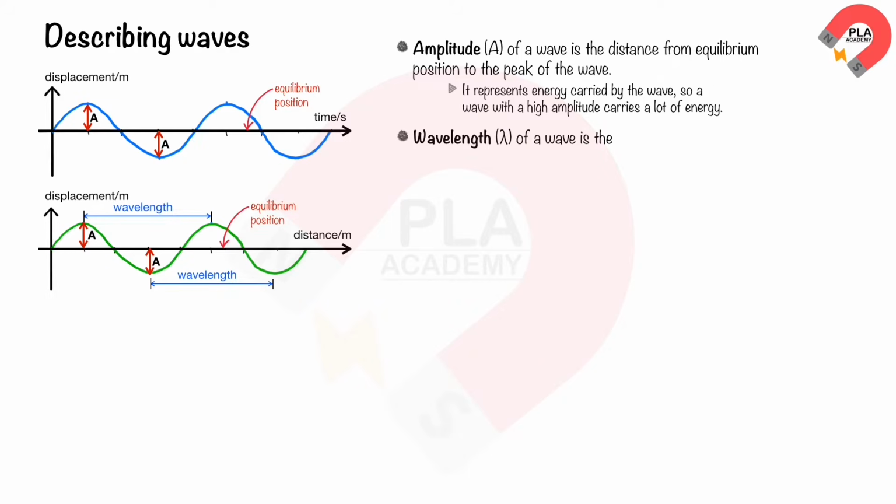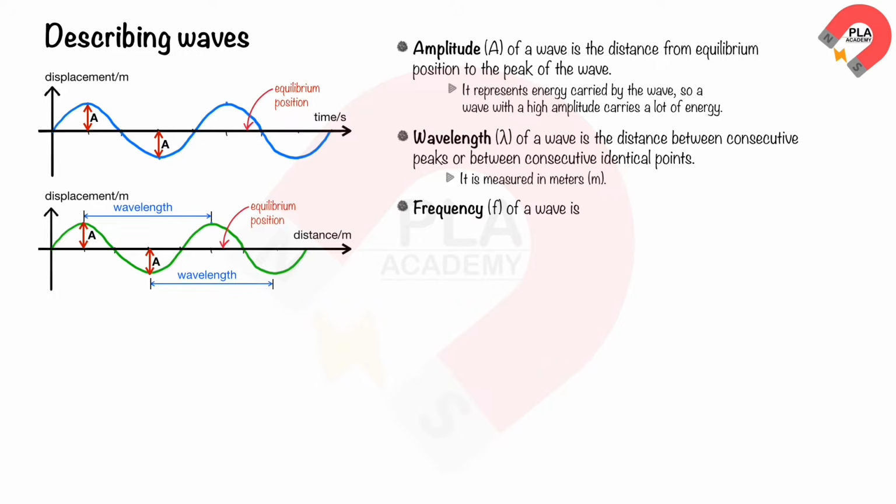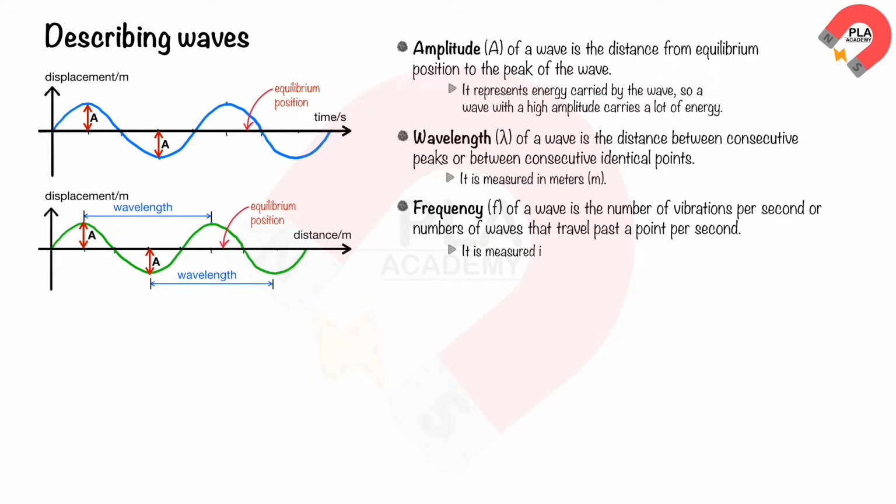Wavelength, lambda, of a wave is the distance between consecutive peaks, or between consecutive identical points. It is measured in meters, m. Frequency, f, of a wave is the number of vibrations per second, or the number of waves that travel past a point per second. It is measured in hertz, Hz.